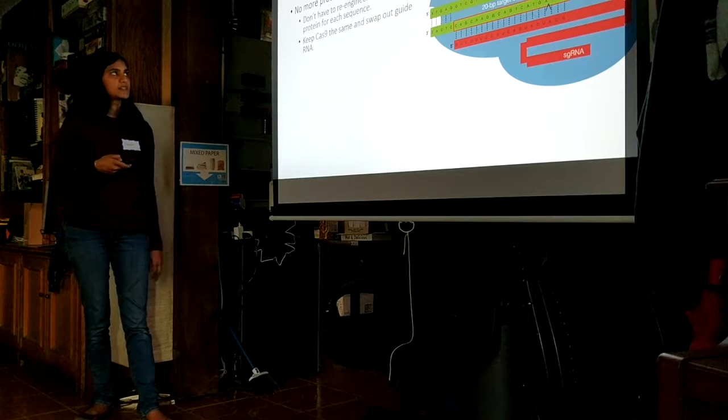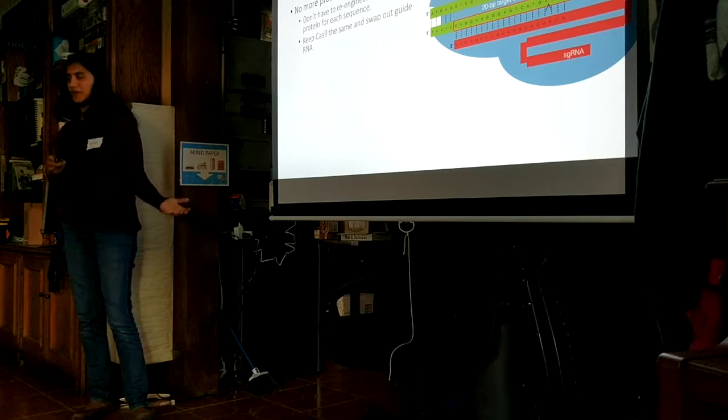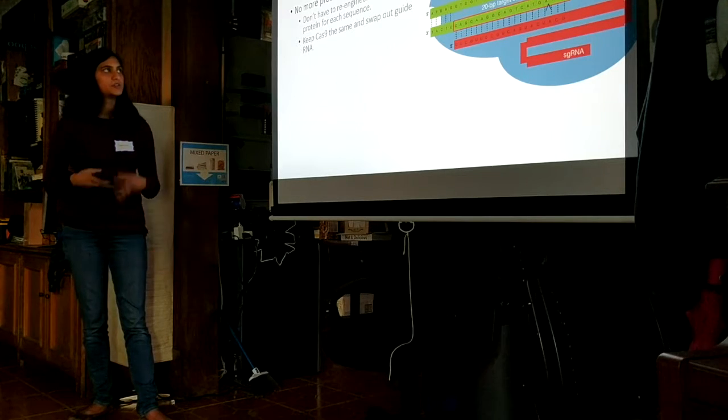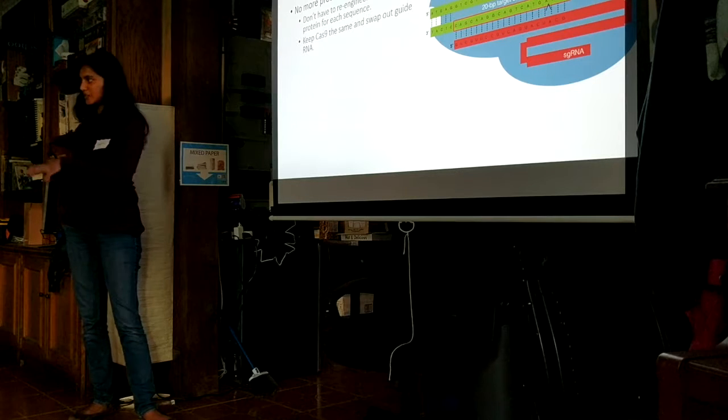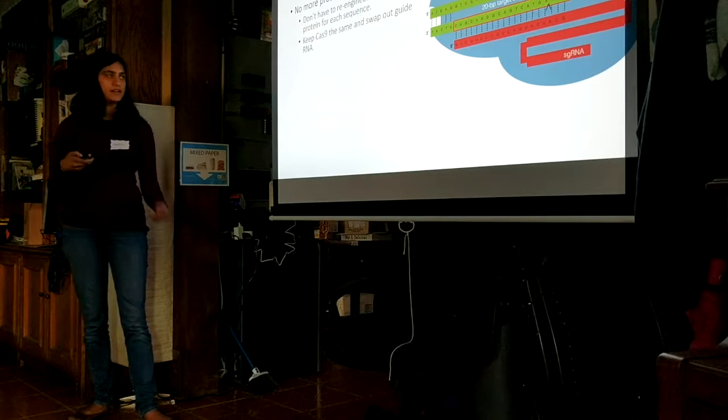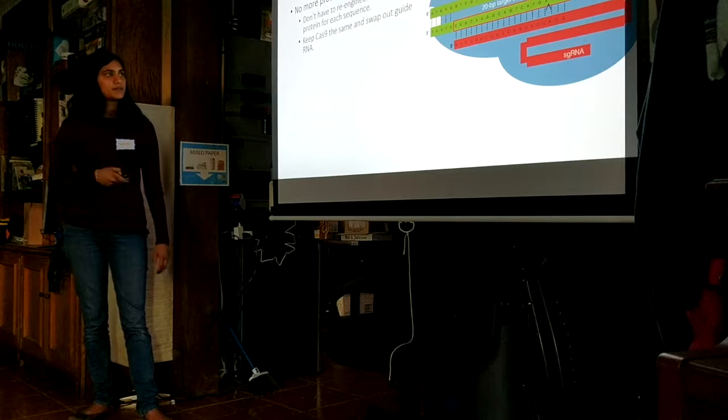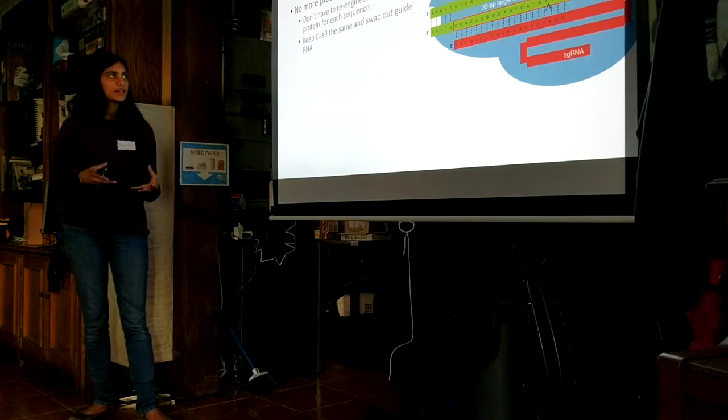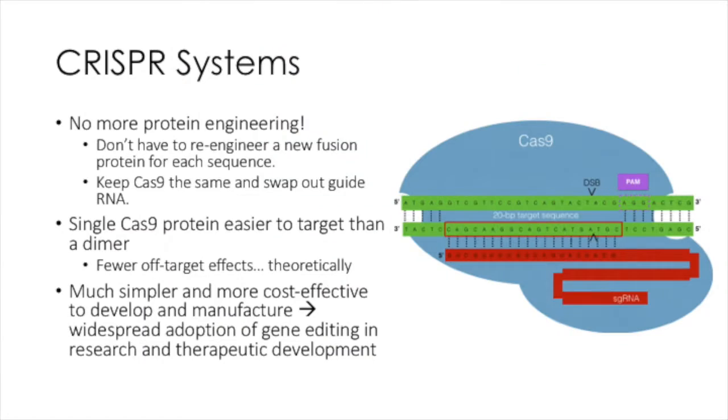And the main advantage of this is you don't have to do protein engineering anymore. Engineering a new fusion protein every time you want to cut at a new specific place was labor-intensive, it was hard, it often didn't work. But if you just have one nuclease, Cas9, and you can just swap out the guide RNA and that will target a new place, that's really, really convenient.